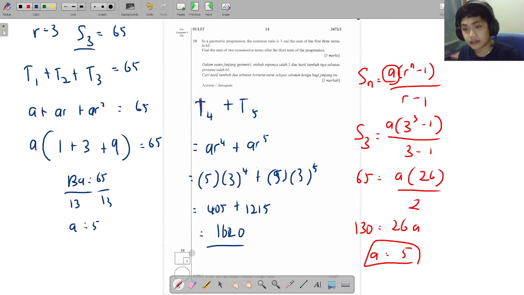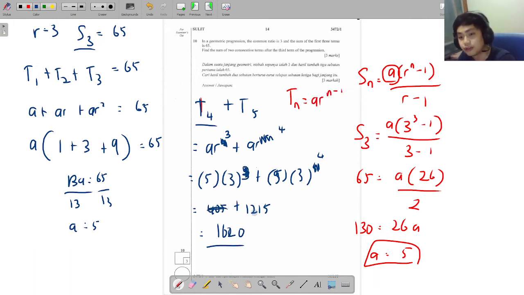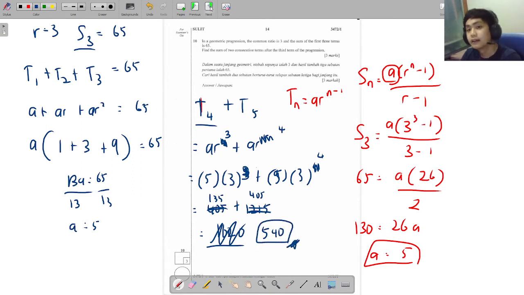Oh wait, oh, my mistake. Because T4 is not AR^4. So this is supposed to be AR^3 and AR^4. Ah, that's better. Because the formula is Tn equals AR^(n minus 1). Okay, my mistake. So not 405, not 1215. This is 5 times 3 to the power of 3 is 135. And 5 times 3 to the power of 4 is 405. And we add them both together, we have 540. Done. Right, moving on.